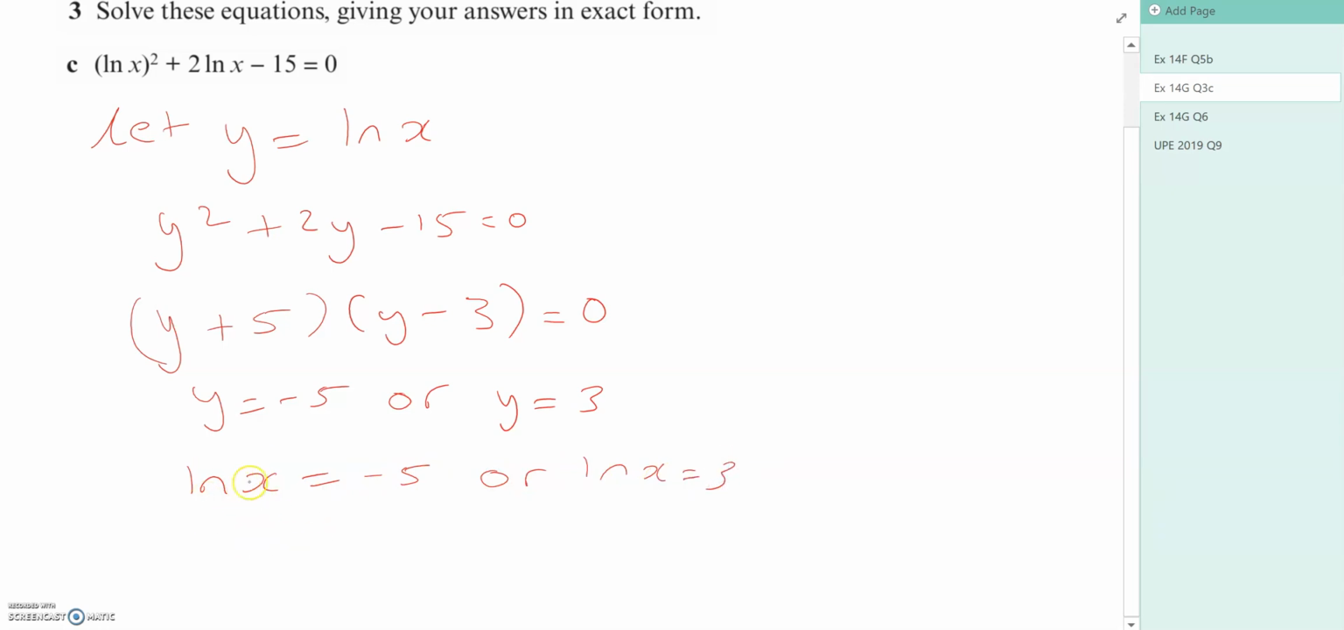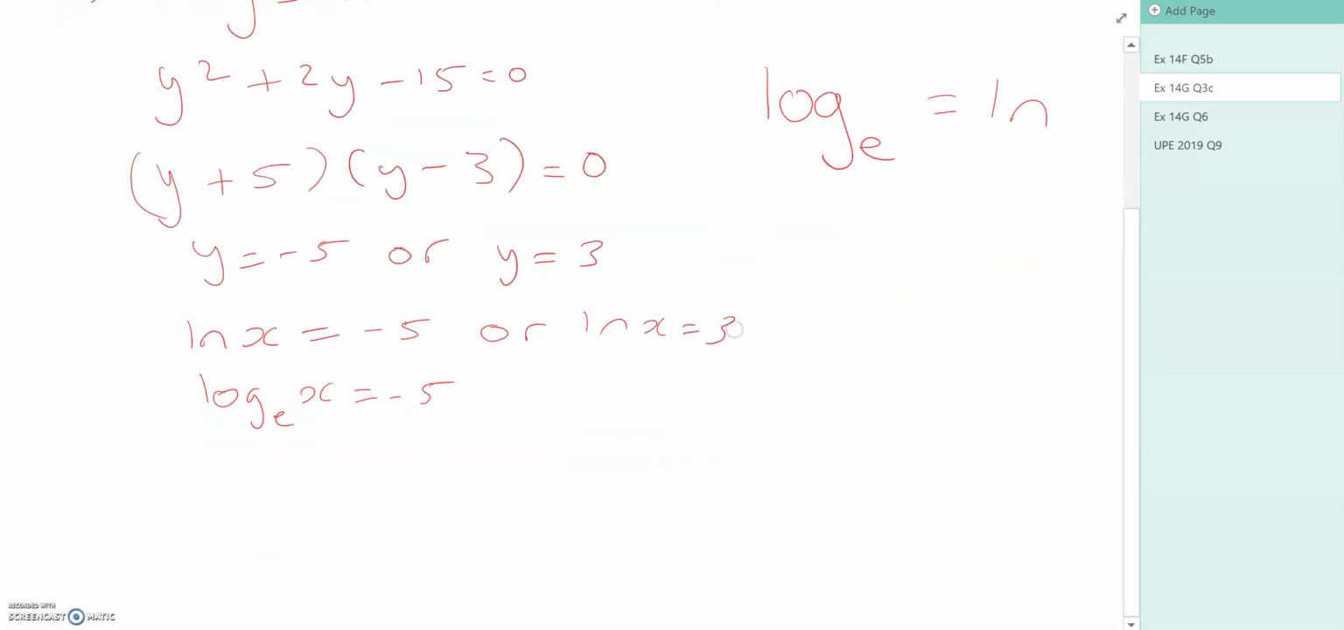And to inverse ln, so ln, mathematicians are lazy. Instead of writing log base e, we just write ln in short form. So log base e is the same as writing ln. If I have log base e of x equals minus 5, and I want to get rid of the log base e, then I have to put it in exponential form. Exponential is the inverse of log form. So if I take e to the power of both sides, then log base e and e cancel, giving you x is equal to e to the power minus 5.